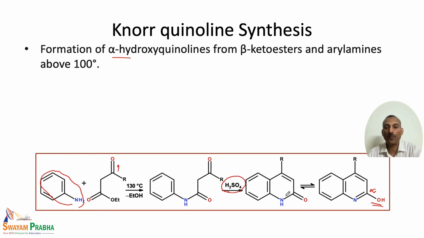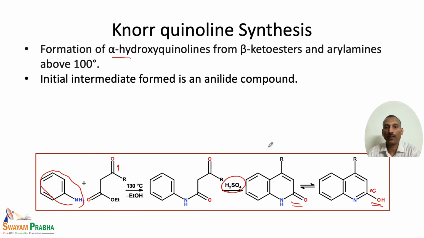That leads to the pyridone derivative. So, this is a 2-pyridone derivative. This 2-pyridone derivative undergoes tautomerization to give the corresponding hydroxyquinolines. So, here the initial intermediate formed is the anilide derivative.